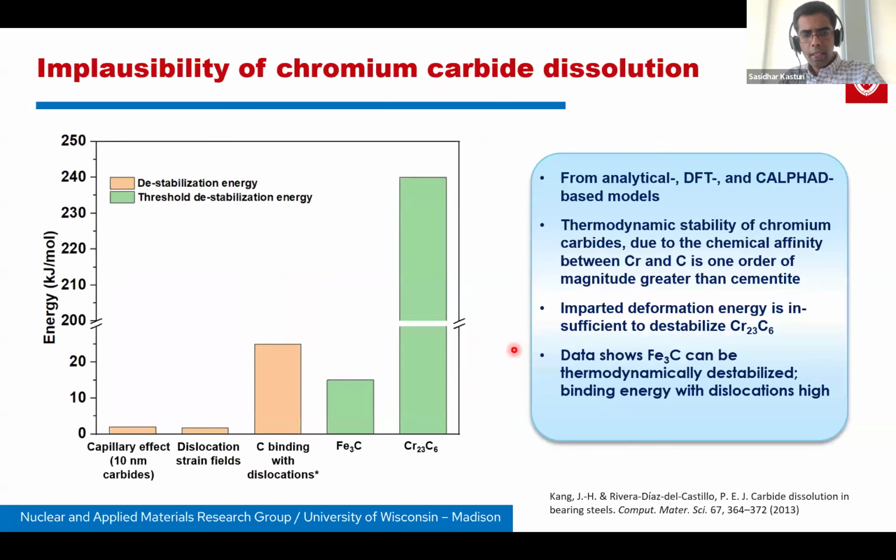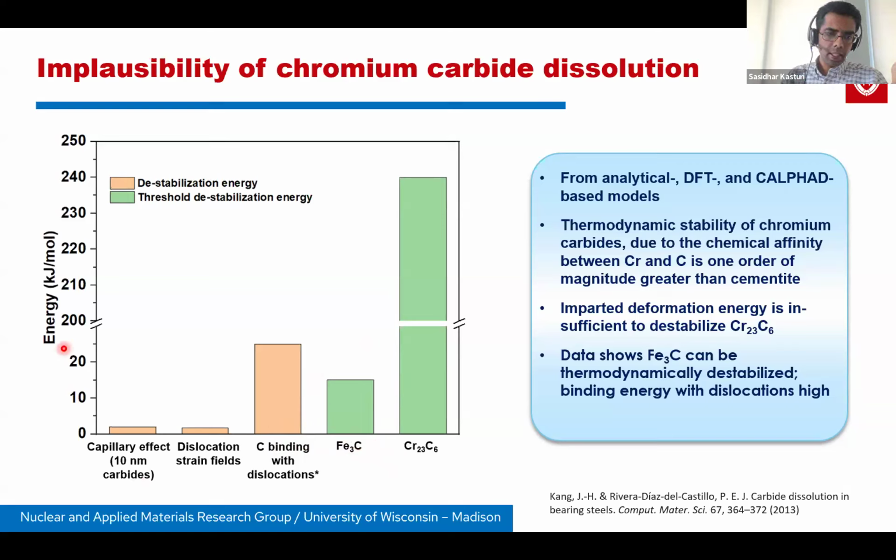We looked at this, and there is a theoretical basis which also supports the idea that chromium carbides are relatively very stable. In the literature, there have been different approaches using ab initio and CALPHAD-based thermodynamic calculations to see if deformation-induced mechanisms can actually destabilize certain carbides. It is possible to destabilize less stable carbides like iron carbide, cementite, by high strain rate deformation.